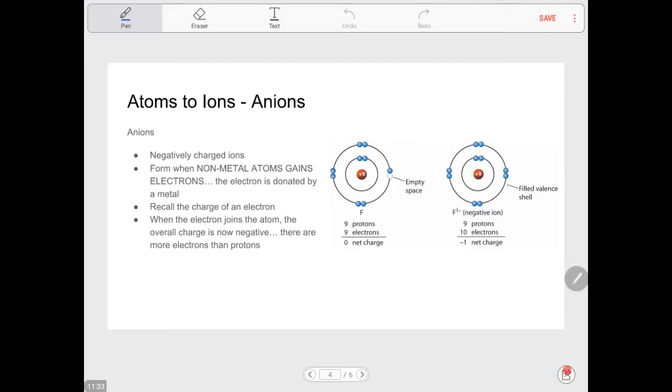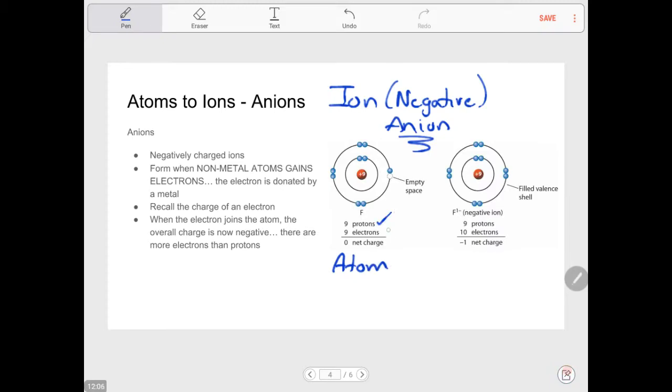Anions, on the other side, are when you have an ion that has a negative charge. We call that an anion specifically. So anions are negatively charged ions. This is interesting. Anions typically start with nonmetals, and they gain electrons. If you take fluorine, here's our atom. As you can see, we have 9 positives and 9 negatives. That is an overall charge of 0.